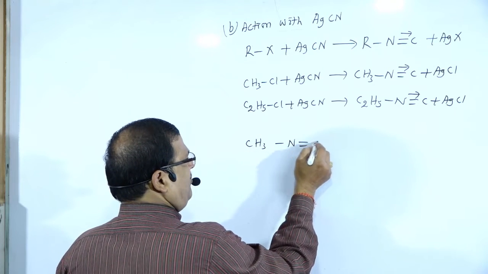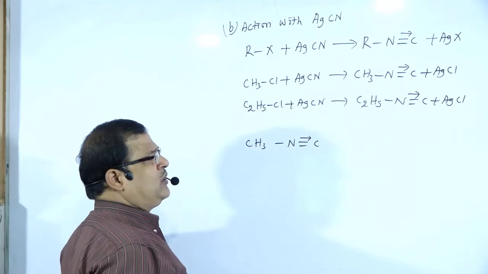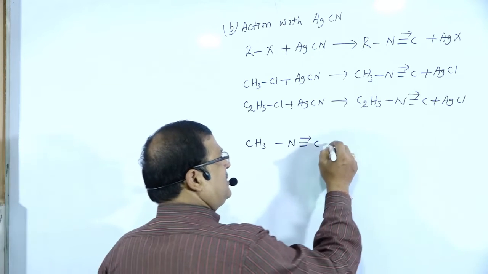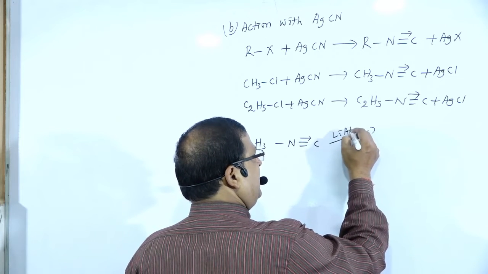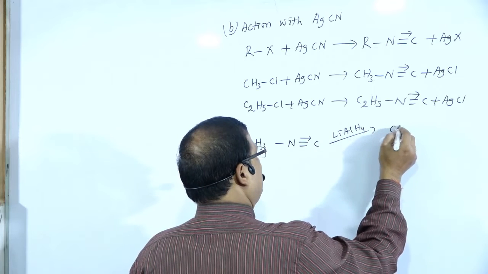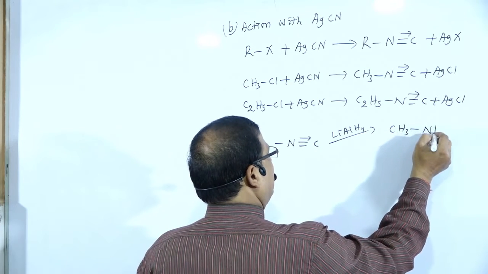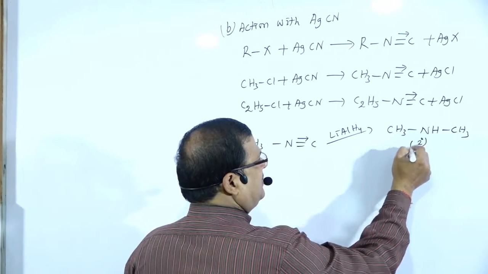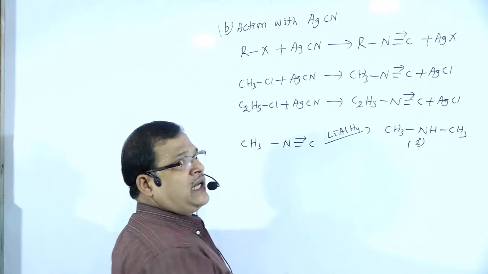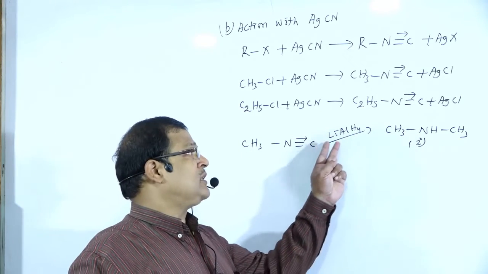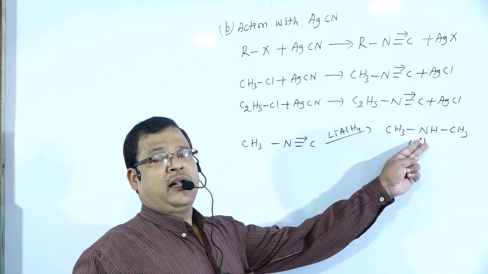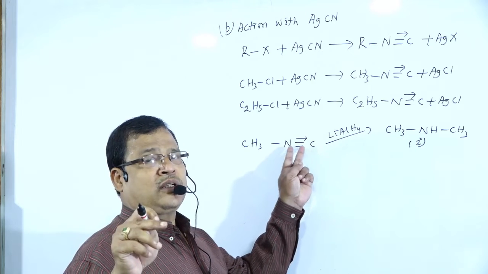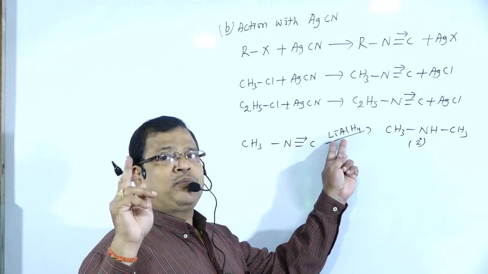CH3NC also gives different products under different conditions. On reduction with LiAlH4, it gives CH3NHCH3. There is the formation of secondary amine. So alkyl isocyanide undergoes reduction to form secondary amine, and mark, alkyl cyanide RCN is reduced under the same condition, LiAlH4, to form primary amine.